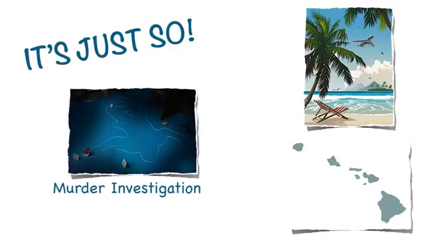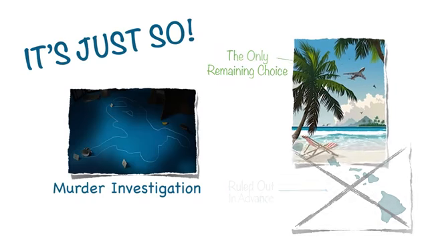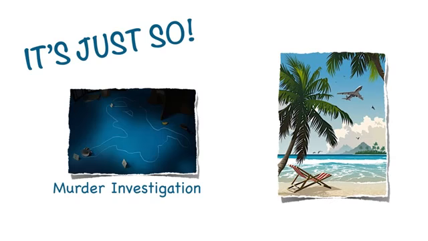Now again, this is just a hypothetical example used for illustration purposes. Of course, no police detective would do that. But what can we take away from this illustration? Well, by having just 2 options to choose from and ruling out one option ahead of time, the other option is the only remaining choice. By ruling out Hawaii residents in advance, the only remaining choice is tourists. And why is this? Because it's just so. It had to be a tourist.